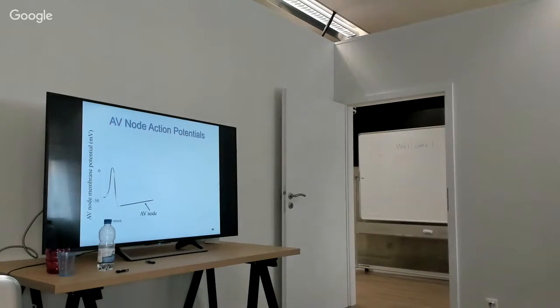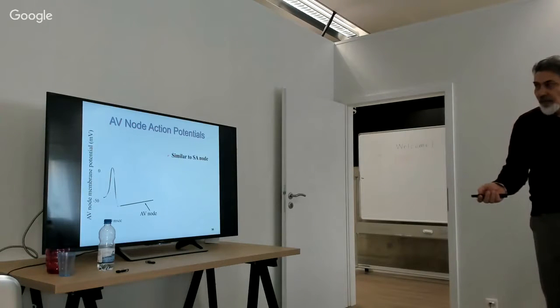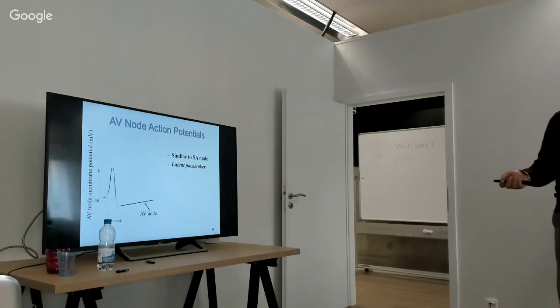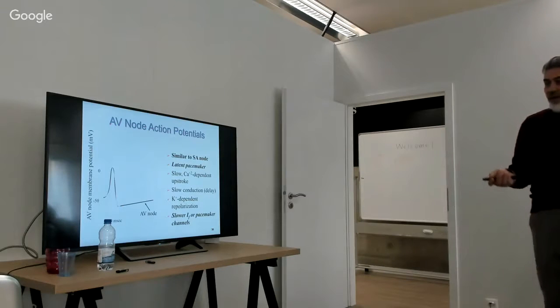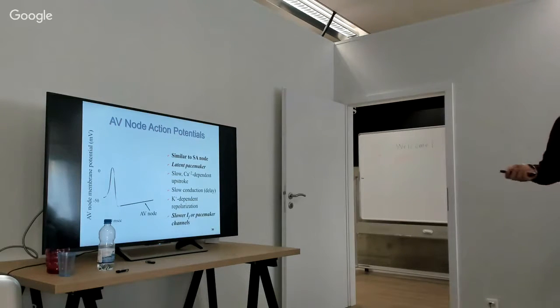The impulse that propagates from the sinus acts as the pacemaker because it's faster. Why is the sinoatrial node the pacemaker and not the atrioventricular node? Because the sinoatrial node is faster. Otherwise, they are very similar: calcium, potassium repolarization, and the slower funny current. Is it clear?